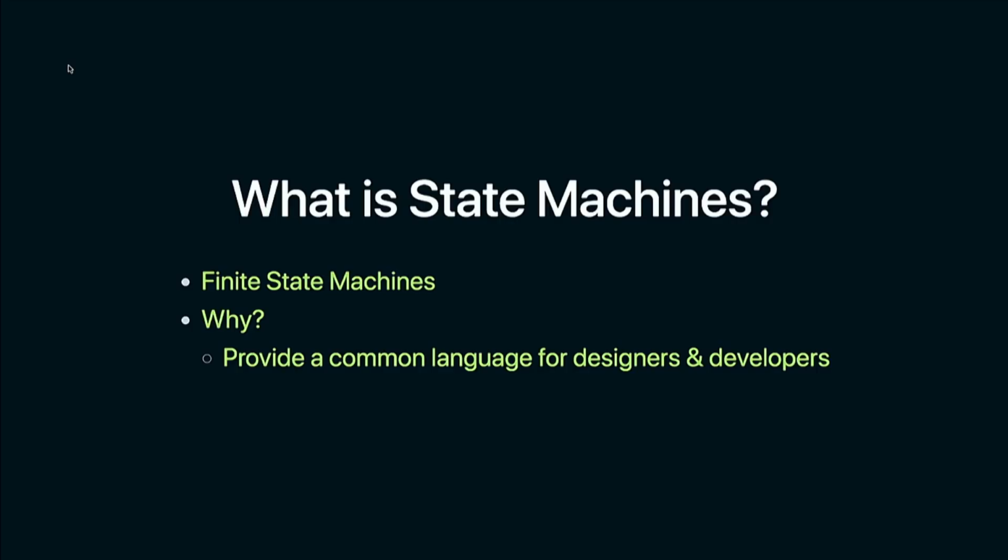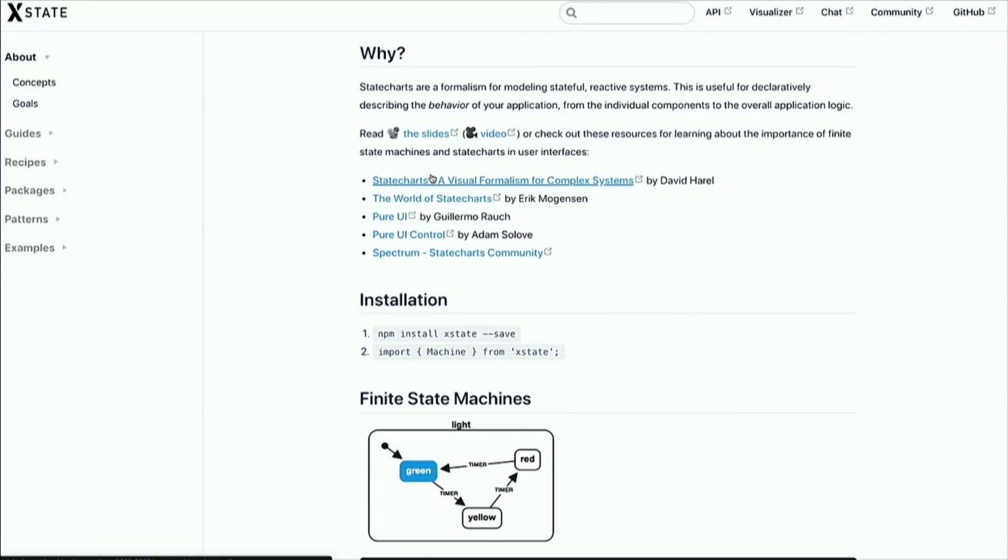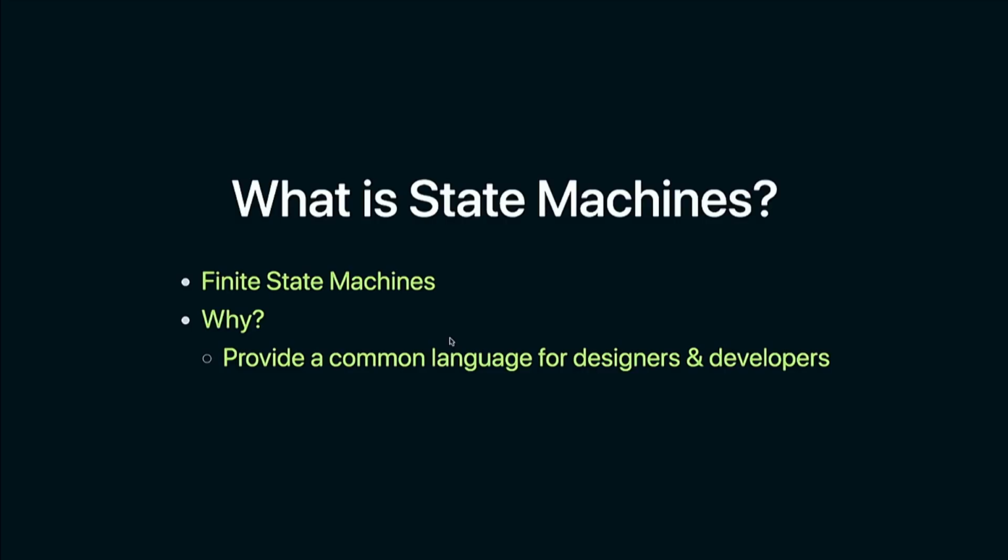But why bring this complicated stuff into front-end? There are a lot of explanations, which are explained by the creator of XState in this talk. So you can just go through the documentation and take a look at why this is important. But one of the ideas that I got sold on is that it provides a common language for designers and developers. So let me explain it to you.